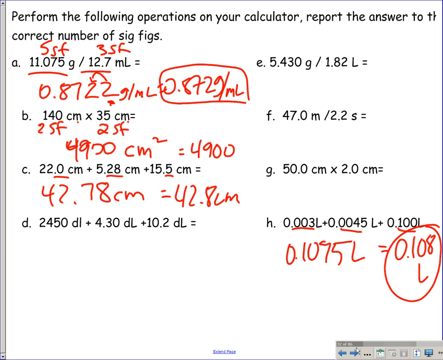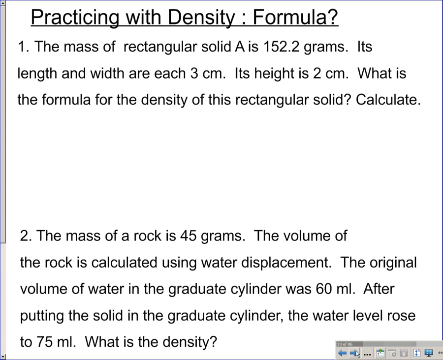Okay, and I got a couple more things for you. I'm going to skip some of these because I think we are getting the hang of it. I know you know the density formula. I just want to make sure you're really prepared for your lab tomorrow. Can you guys do this first example for me? Do you have any paper?